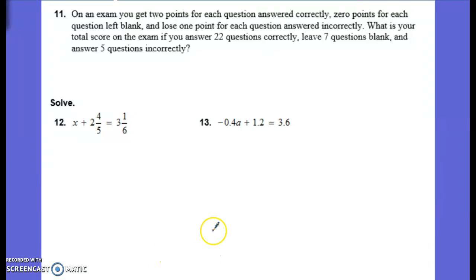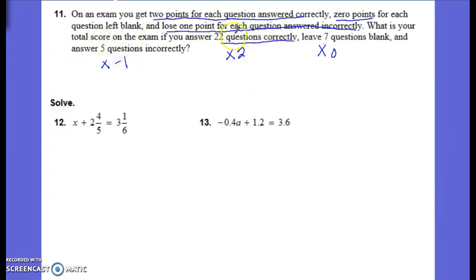Okay, number 11. On an exam, you get 2 points for each question answered correctly, 0 points for each question left blank, and lose 1 point for each question answered incorrectly. What is your total score on the exam? If you answered 22 questions correctly, so that's times 2, right? Because it's 2 points each. Blank means you get 0 points, so 7 times 0 here. 5 questions incorrectly means you lose a point, so times -1.